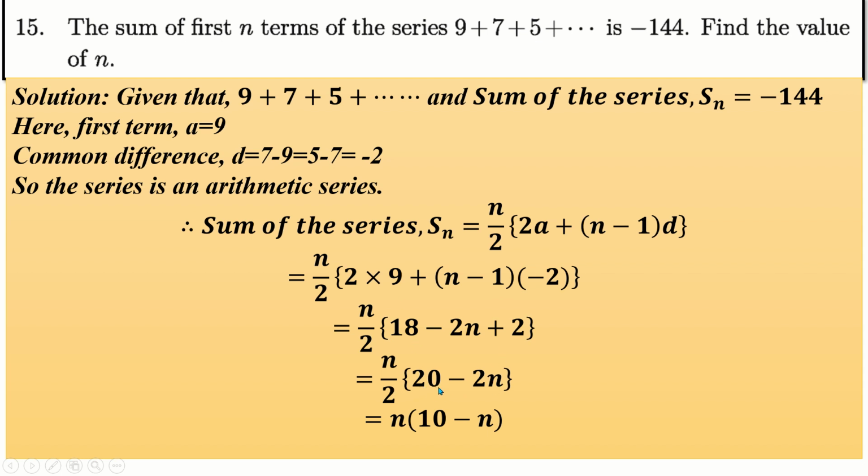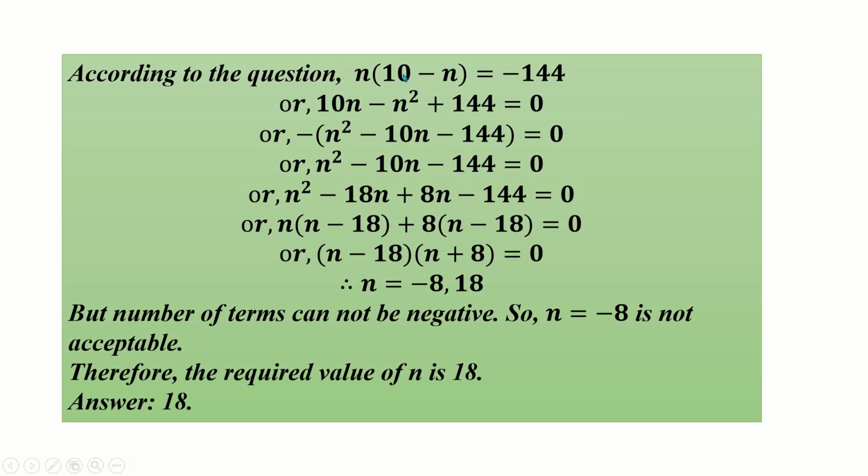Now we can take here common 2. As a result, 2 and this 2 cut, here will be n into 10 minus n. Clear everyone? So according to question, n into 10 minus n, this equal to minus 144. Now follow the next slide. N into 10 minus n, this equal to minus 144. Calculation here 10n minus n square.